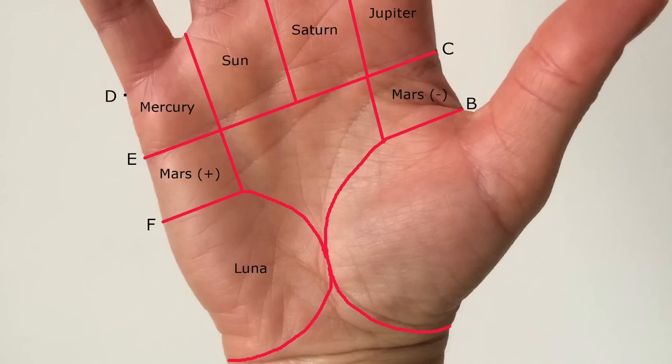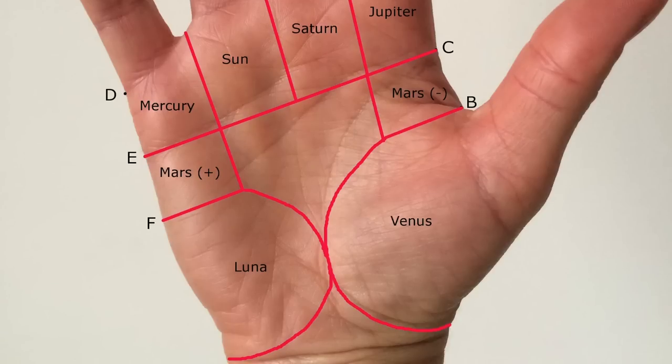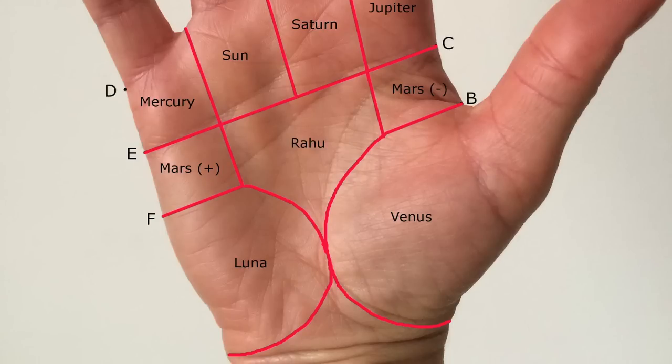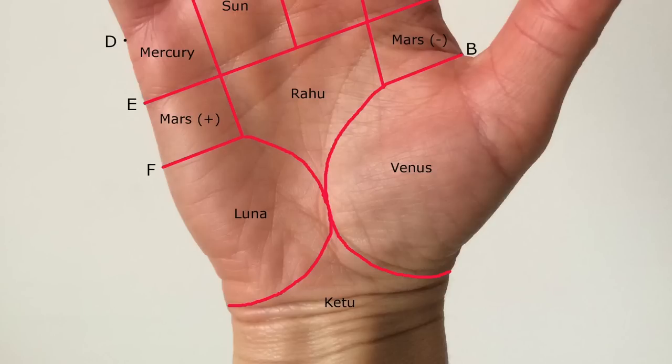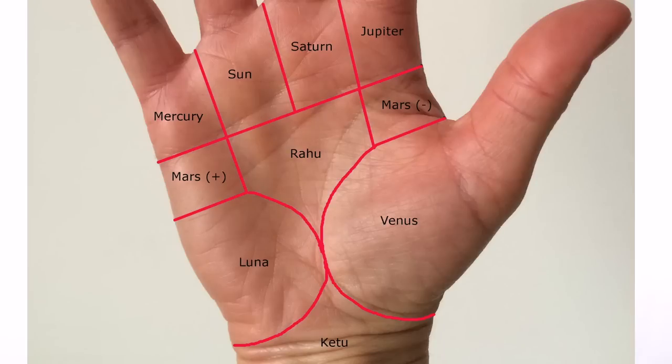You're going to be able to have Luna under Mars positive, Venus under Mars negative, Rahu, which will be the strange shape in the middle of the hand, and Ketu, which will be the bottom of the hand including the wrist. And now you have all the different borders of the mounts.